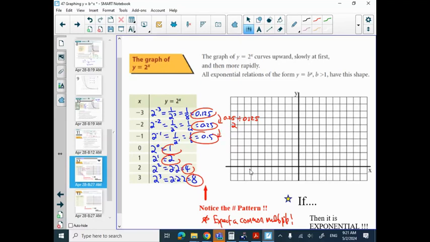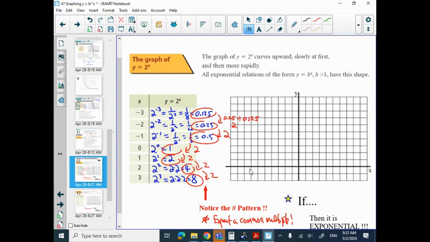How many times does a quarter go into a half? Twice. How many times does 0.5 go into 1? Twice. 1 goes into 2? Twice. 2 goes into 4? Twice. And 4 goes into 8? Twice. They're all 2s. Okay, so we have a common multiple of 2.